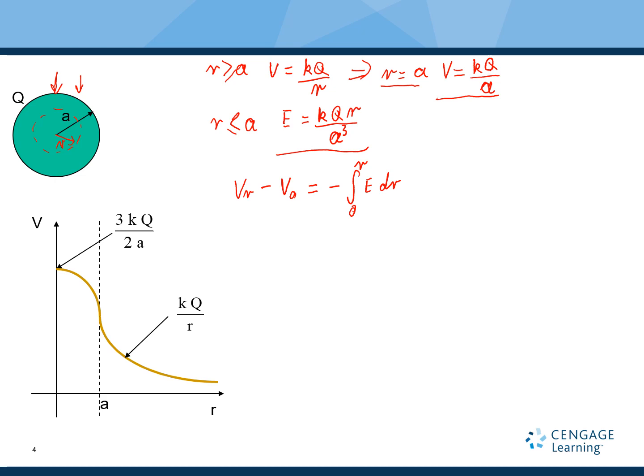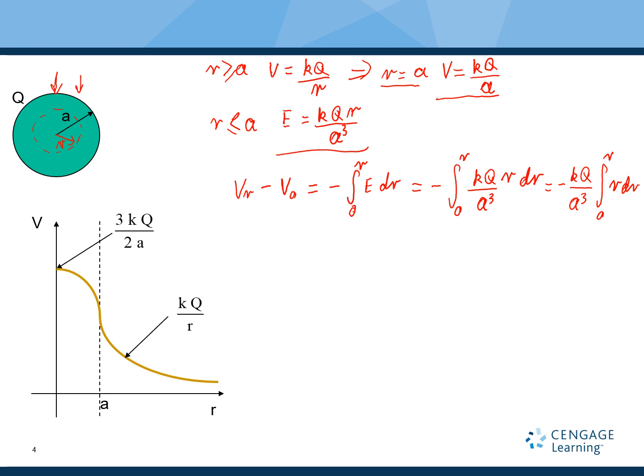So this is equal to minus the integral from 0 to r of kq r divided by a cubed times dr. Notice that kq over a cubed just comes out of the integral, so we can write this as minus kq divided by a cubed, and inside the integral we have just 0 to r of r dr. And that is a very easy integral.